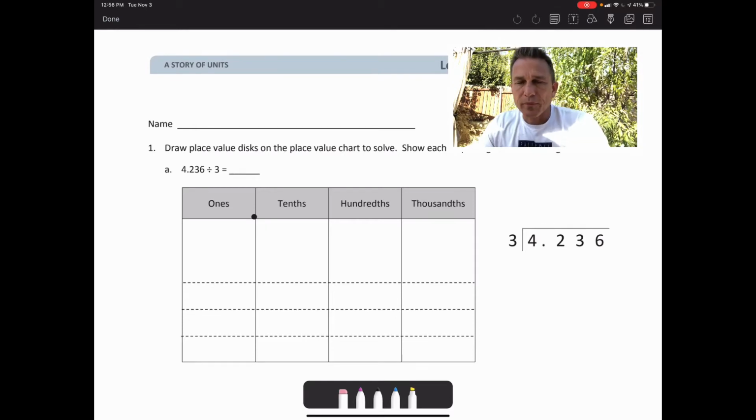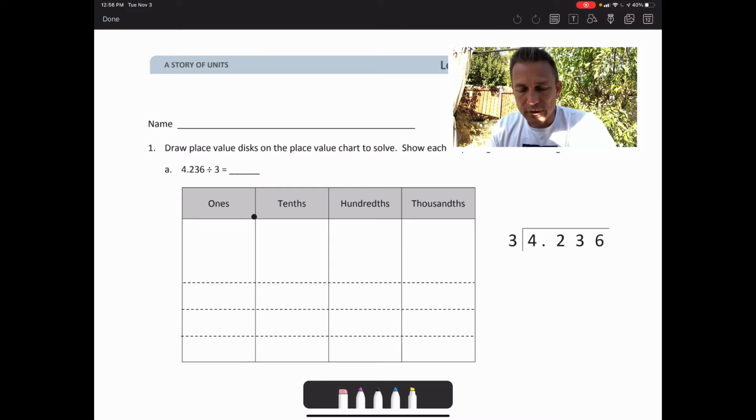All right, in this homework assignment, we're going to introduce the traditional algorithm of division, but in doing so, we're first going to use the place value chart to show, in a sense, what's happening when we divide.